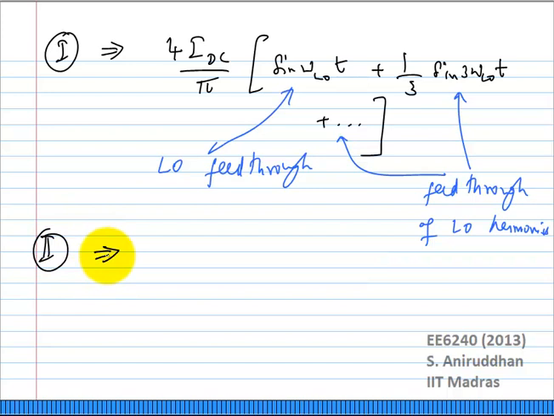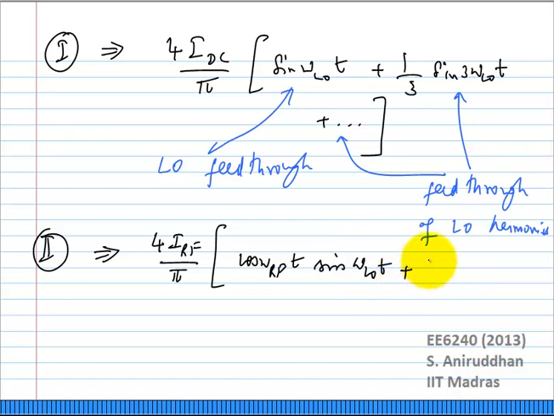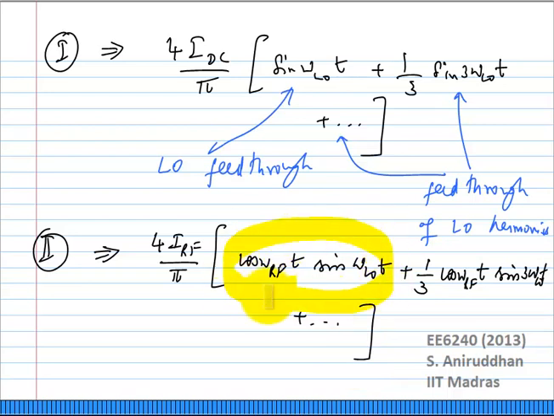What does the second term give you? It is 4 I_RF by pi. So you get cos omega_RF t sin omega_LO t, plus 1/3 cos omega_RF t sin 3 omega_LO t, plus so on. Are these the terms we desire? Some of these. But at least we have managed to get a multiplicative component between the input signal cos omega_RF t and sin omega_LO t.